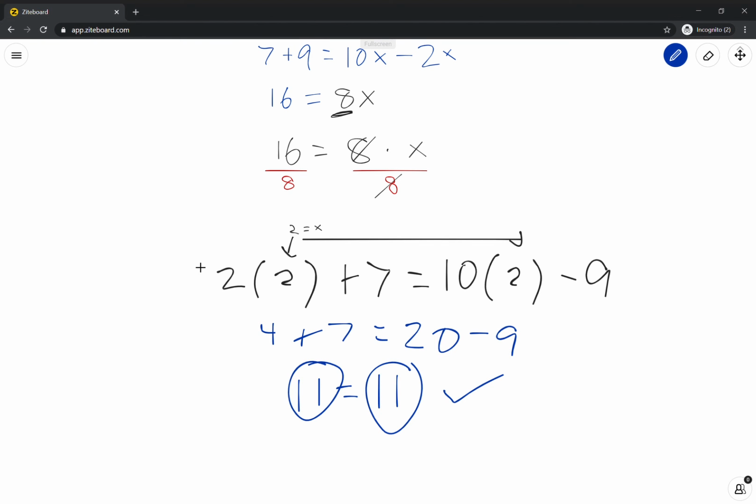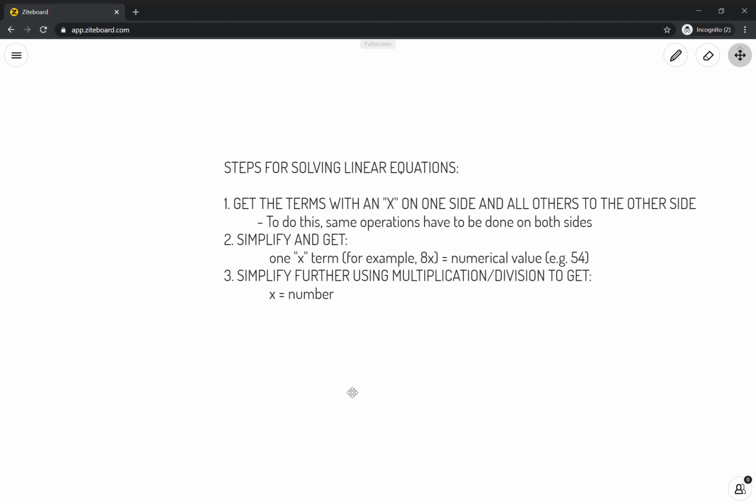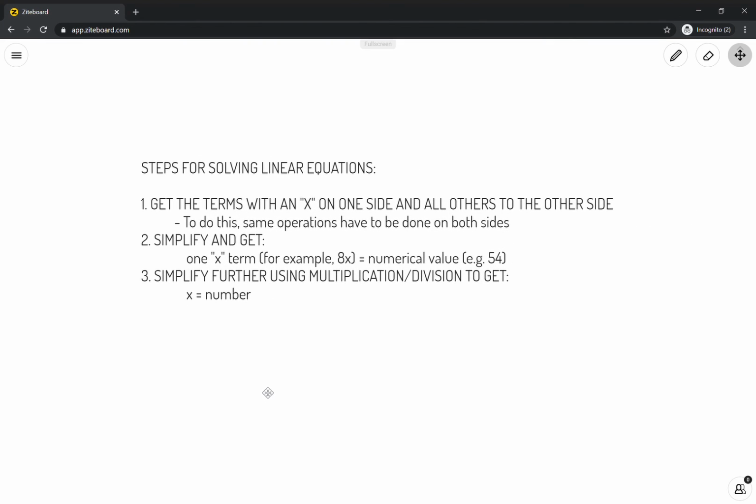So just to recap, the steps for solving these types of linear equations are: number 1, getting the terms with x on one side and all others to the other side. Number 2, simplifying. So you'll have an x term equal to some value, but you don't have x alone yet. And then lastly, you simplify one more time to get the desired result.